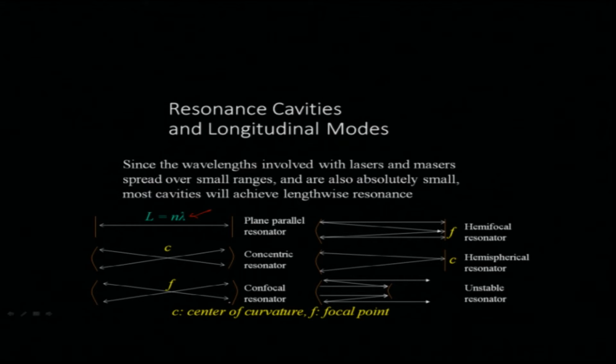So, you can have the cavities set up in terms of how the curvature of the mirrors are, or if one of the curvatures, or both, are concave. So, basically whether you have a concentric resonator, a confocal resonator, or a hemifocal resonator where one of them is a flat surface and the other one is a curved one, or a hemispherical resonator or unstable resonator, depending on the choice of the mirror combination, we can get these things to happen.